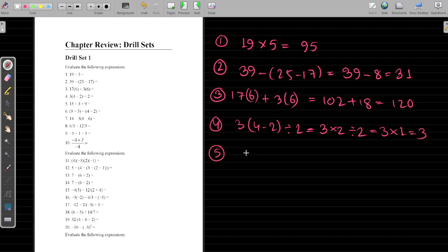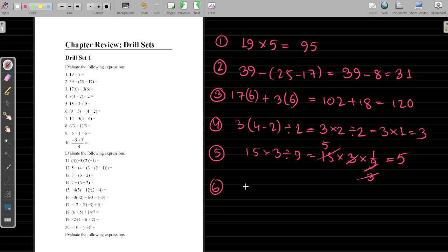Then number 5, 15 multiplied by 3 divided by 9. So 15 multiplied by 3, and this division will be reversed with the help of multiplication, and this will be 1 by 9. So our answer will be 3 multiplied by 9, 3 means 9, and this 15 will be cut down by the help of 3. So this will be 5.